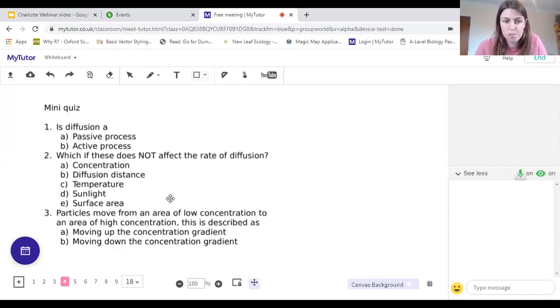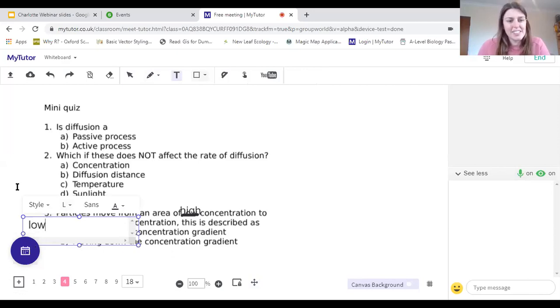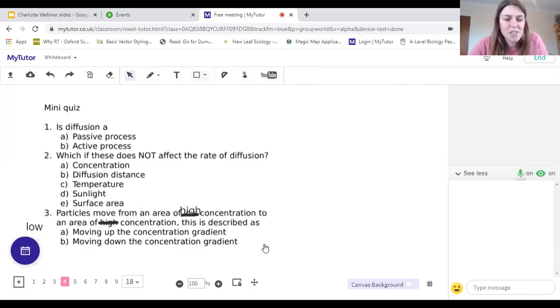We talked about those. And finally, question 3, particles move from an area of low concentration. Oh no. Let's just alter what I've written there. I've swapped low and high round. It should be an area of high concentration to an area of low concentration. This is described as A, moving up the concentration gradient, or B, moving down the concentration gradient.